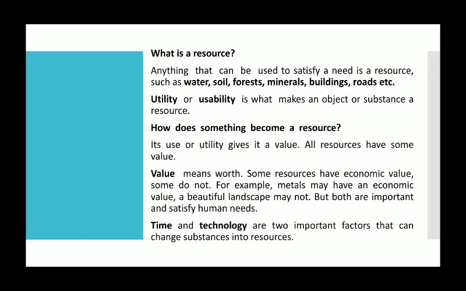So, value means worth. How these objects or substances are important to us, how they are important for all living beings. So, this is the value which makes something important. Some resources are not used in the present day. We may not use them to fulfill our needs today, but in future it is possible that they would be used. At that time, it is possible that the technology would be advanced. So it means that time and technology are two important factors that can change a substance into a resource.